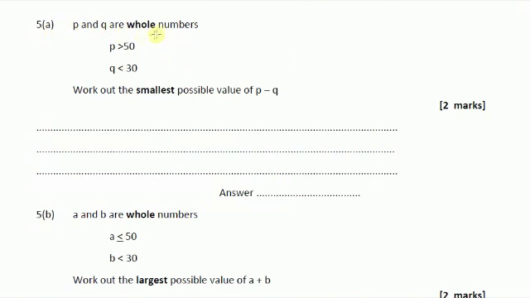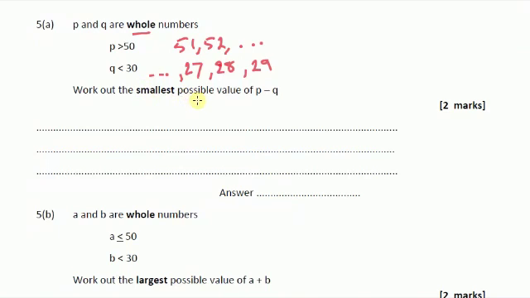Question 5a. P and Q are whole numbers. P is greater than 50, Q is less than 30. What is the smallest value of P minus Q? Whole numbers is important. So whole numbers bigger than 50 are 51, 52, and so on. Whole numbers less than 30, they can start from 1, but they could go up as far as 29 is the biggest one you can have. So any number before and including 29, going up to 29.